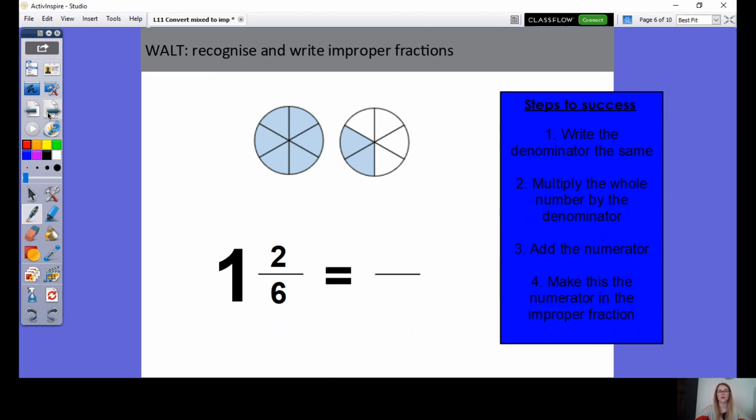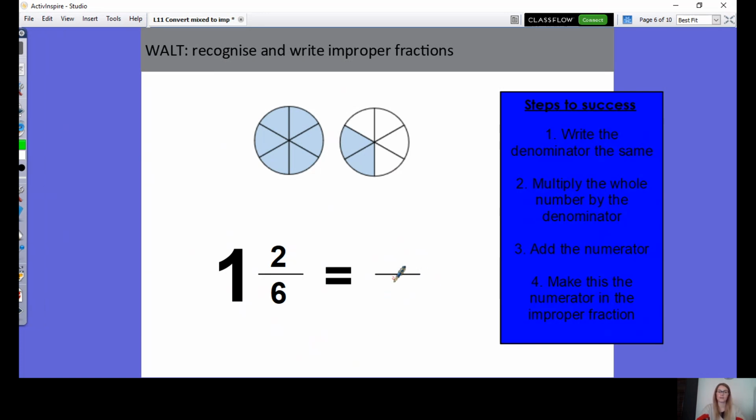So my first step is to write the denominator the same. So what is my denominator on this side going to be? Hopefully you have said 6 because it is the same as my denominator on this side. Okay, that's step 1. Okay, step 2, multiply the whole number by the denominator. So my whole number is 1 and I'm multiplying it by 6. So 1 times 6.